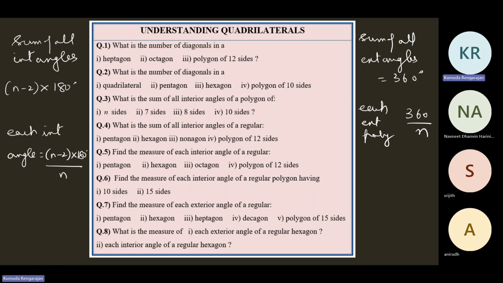So these are the four formulae you'll have to remember. This one is not a formula, so this is a value. So these three formulae you'll have to remember: (n minus 2) into 180, (n minus 2) into 180 by n, 360, 360 by n. The formula with division by n will be used only in the case of a regular polygon.